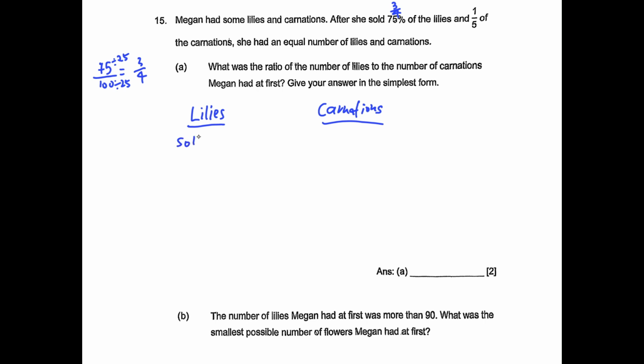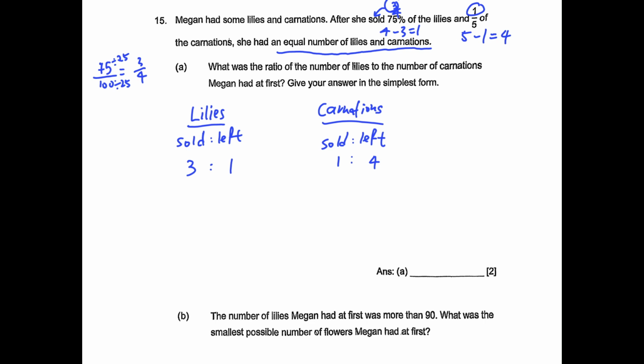So sold and left. Sold 3 units and left with 1, because of 4, sold 3, left with 1. And for carnations, she sold 1 out of 5, left with 4. She had an equal number of lilies and carnations left, but the amount left over here is not equal. We must make them equal. So in order to do that, I need to multiply by 4. 12 is the 4.